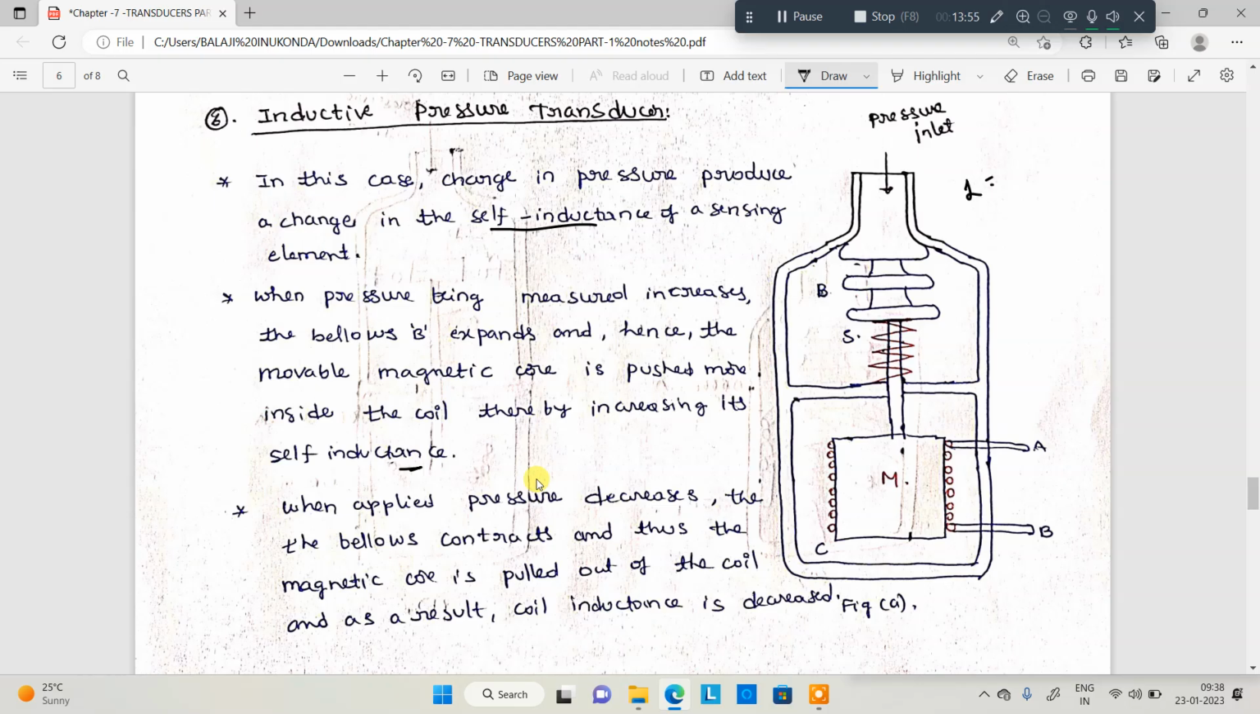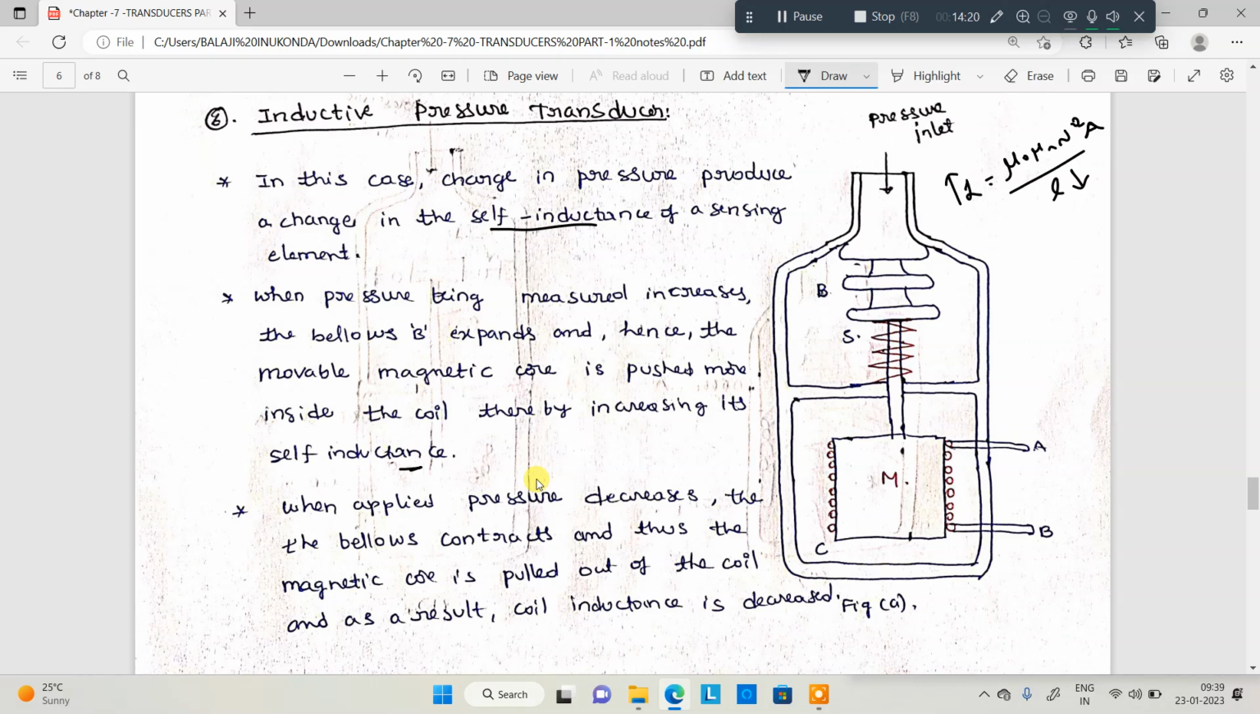Okay, so how is it increasing self-inductance? L is equal to mu naught mu r N square A by l. Whenever you apply more pressure to this particular circuit, what will happen? Length will decrease. Whenever length decreases, what will happen? Inductance will increase. That's the working of this inductive pressure transducer.